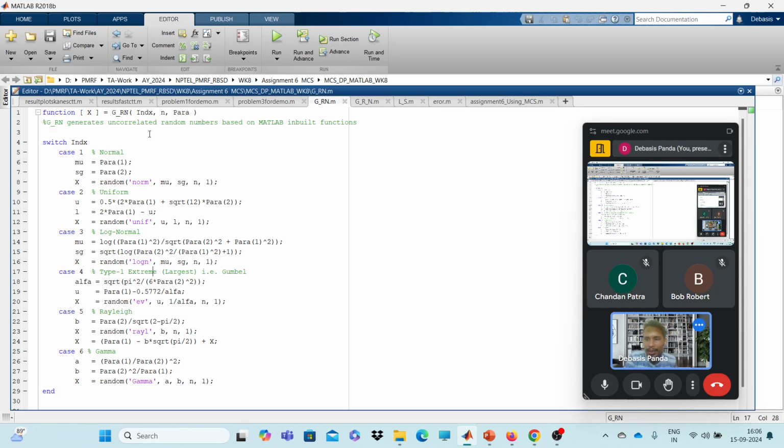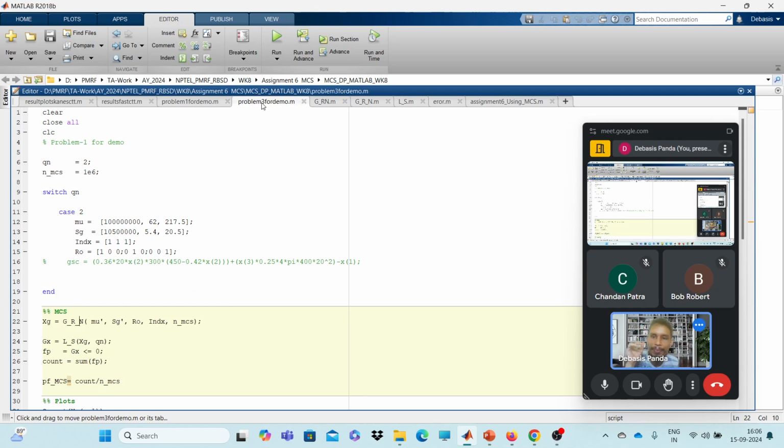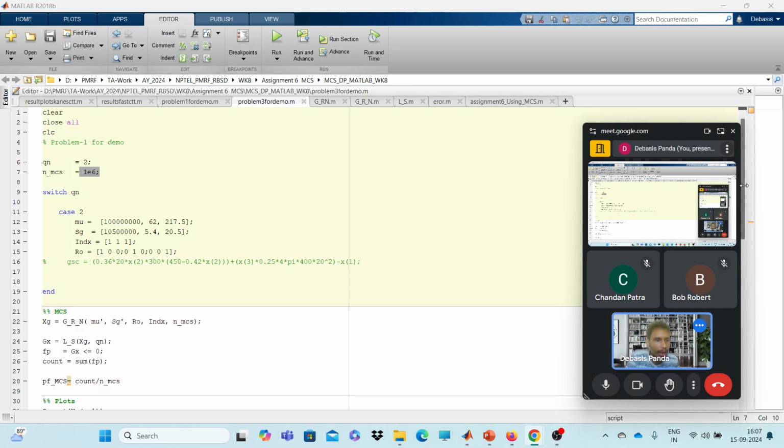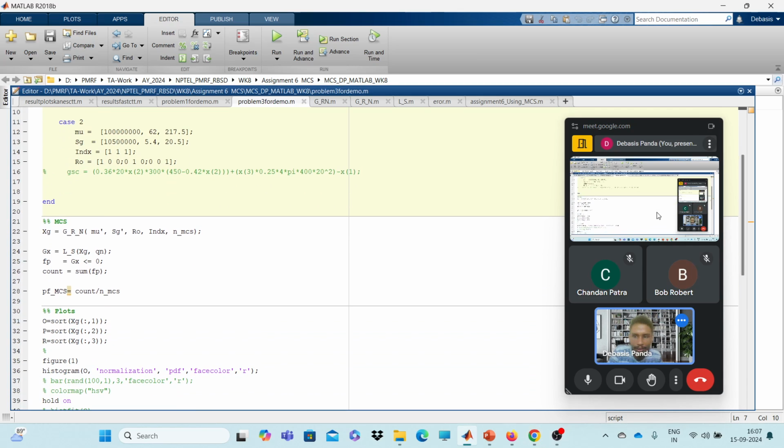No issue. After uncorrelating, here all the variables are already uncorrelated, so we directly call this function file. In this function file, it first reads the index, which is 1. That means it will generate normal random variables using the parameters, the uncorrelated mu and sigma that are stored. If it is already uncorrelated, it takes the values directly and generates that many random numbers using the mu and sigma I am providing. And n, the number of simulations, I have already put in my equation, right? Great.